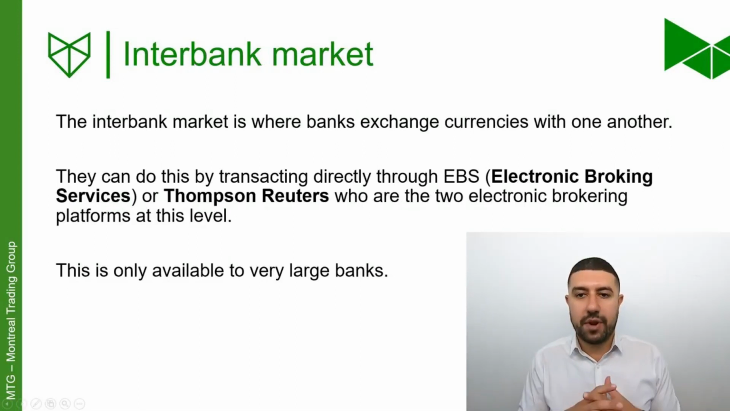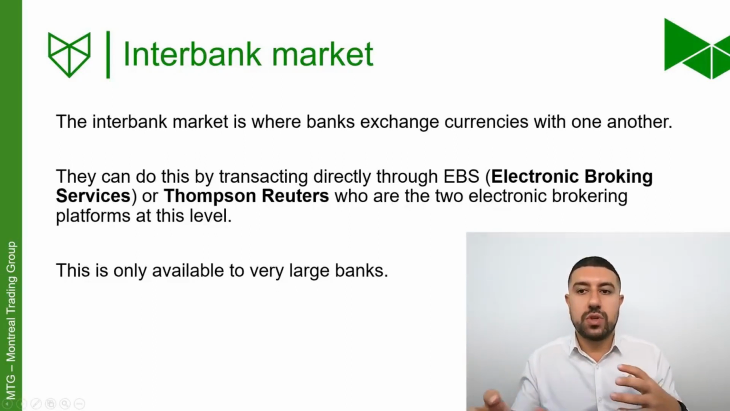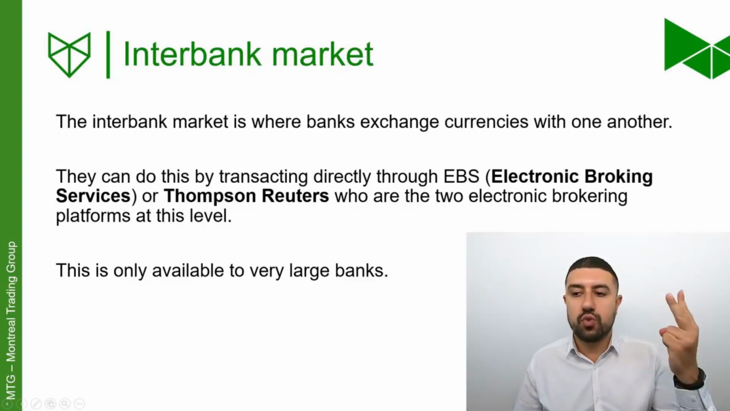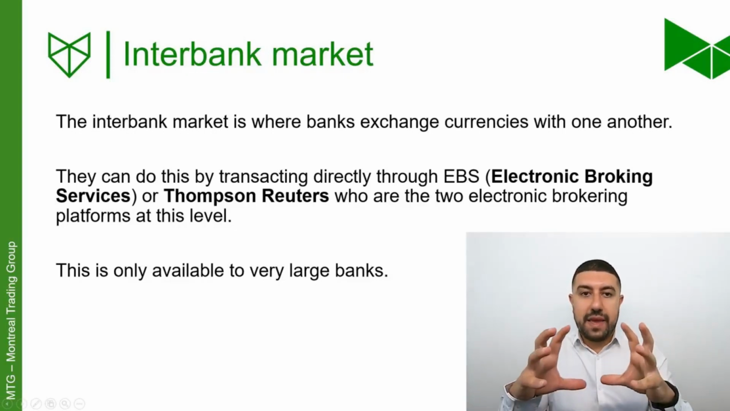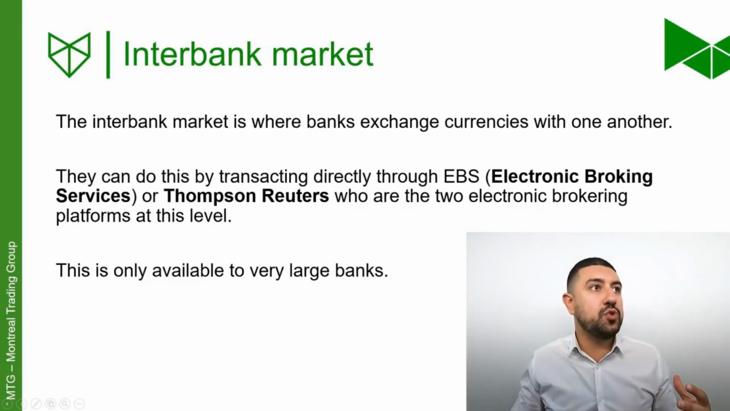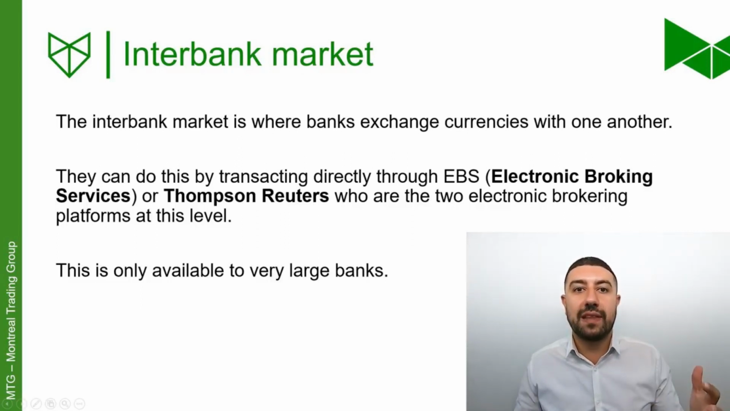You have the interbank market, and the interbank market is where the huge banks transact with one another, okay? These huge banks can transact through EBS, which is the Electronic Broking Services, or Thomson Reuters. These are the two options. They basically provide an order book for all the huge banks, okay? And when I'm talking about huge banks, I'm talking about Deutsche Bank, UBS, Citigroup, Barclays Capital, RBS, Goldman Sachs, HSBC, Bank of America, JP Morgan, Credit Suisse, Morgan Stanley.